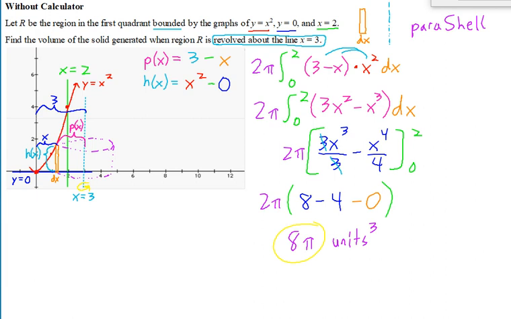All right, let's take a look at one more, but this time we'll look at it with the graphing calculator on this one.